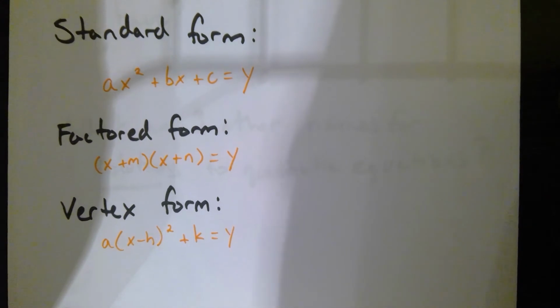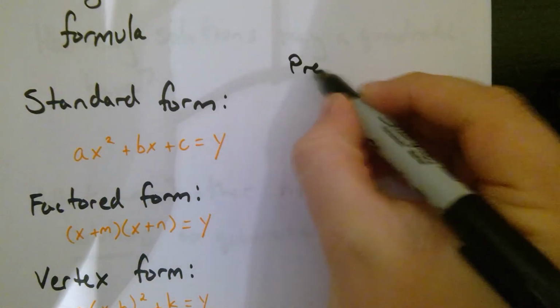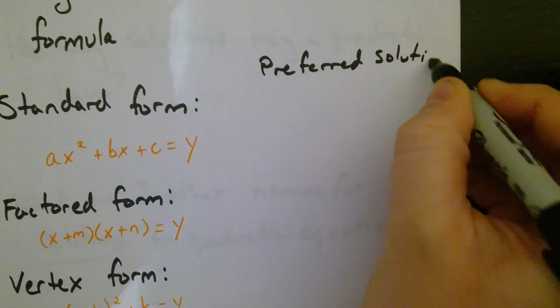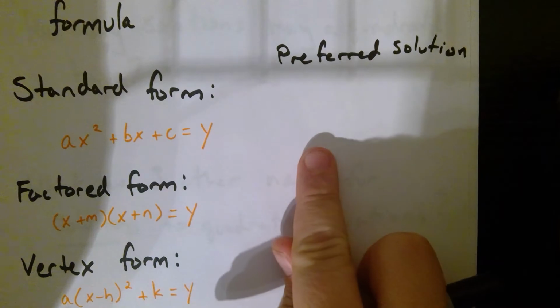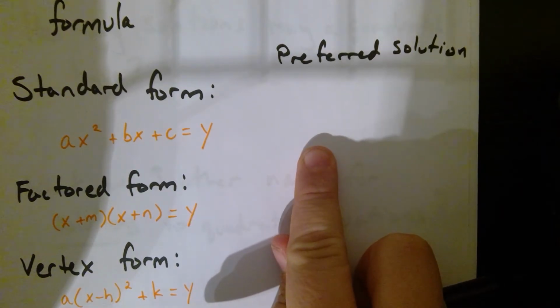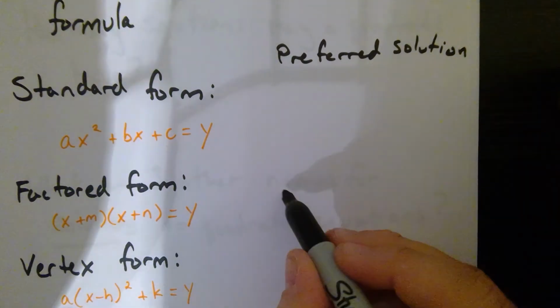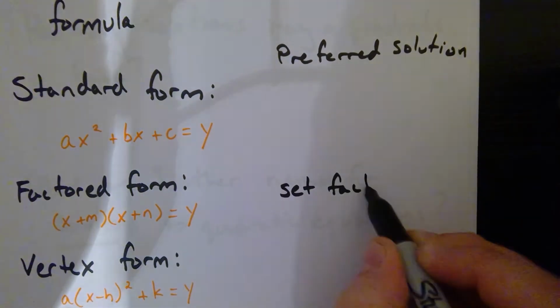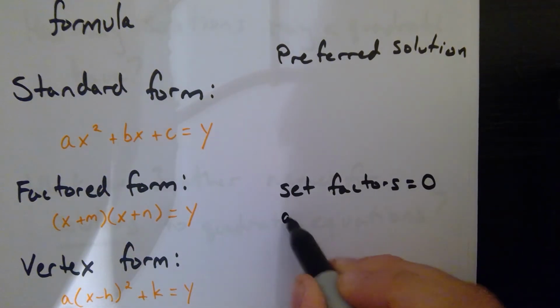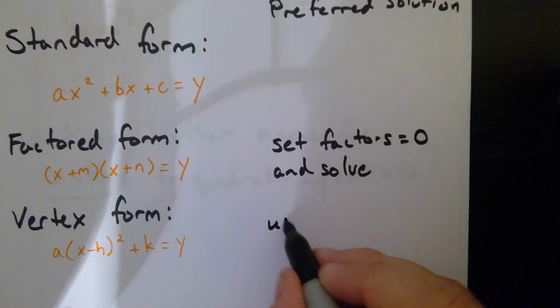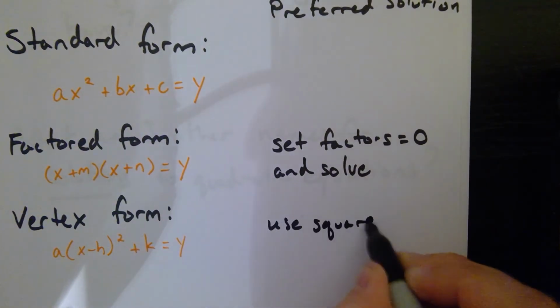Now, I also want to talk about solution methods. Okay, so we'll go with our preferred solution method. This might be a good idea to keep in mind going forward. Okay, now I'm going to leave this first one blank since we've not solved directly from standard form yet. That's what this is going to go through. Factored form, we're going to set factors equal to 0 and solve. And here we're going to use square roots for vertex form.